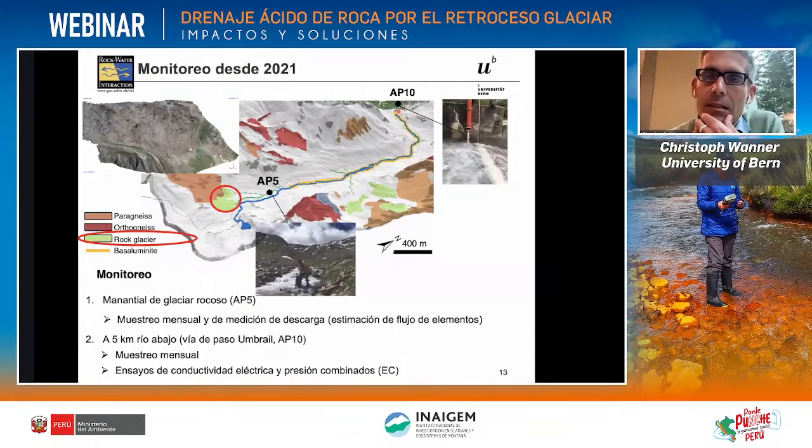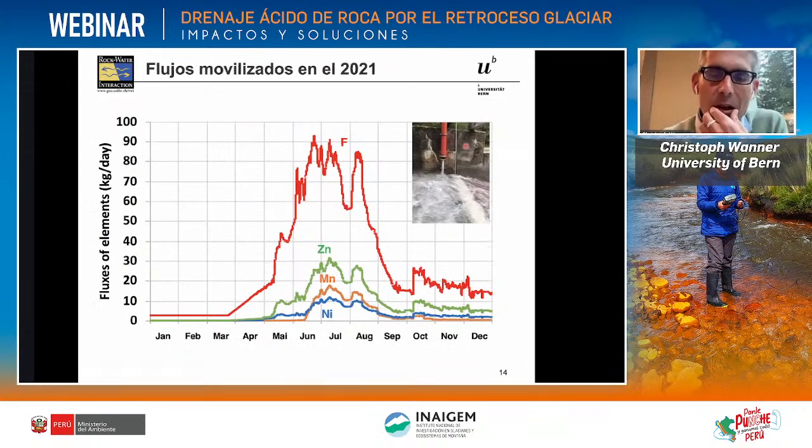And in addition, at this location, we have also installed a combined pressure and conductivity probe, and we managed to calibrate the electric conductivity to solute concentration, and of course also the water table can be calibrated to discharge. We have a measurement every 10 minutes, which means we have a flux estimate and a concentration estimate every 10 minutes. And with this data, we can then see the seasonality of the mobilized fluxes. So you see this here for the year 2021.